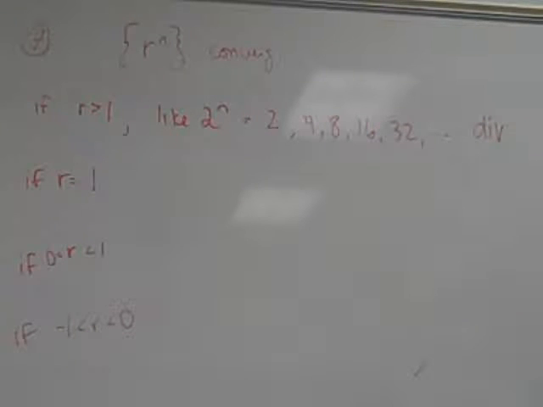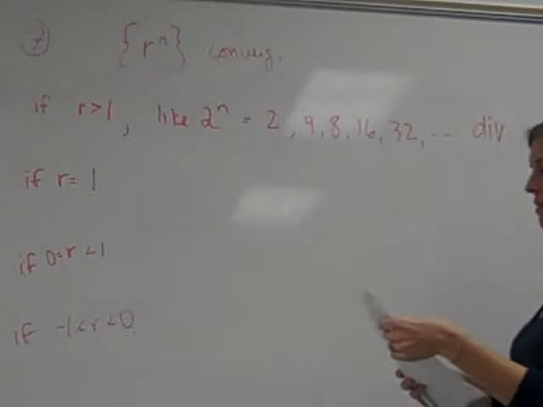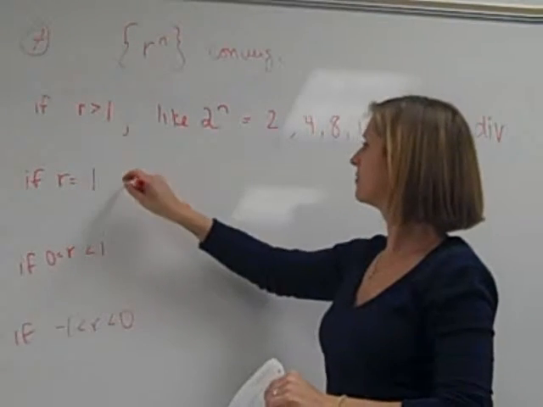Does that make sense? Okay, so I went to see what happens when r is bigger than 1. When r is bigger than 1, the sequence gets big way too fast. It's diverging, so r can't be bigger than 1. So then I was like, all right, what happens if r is 1?